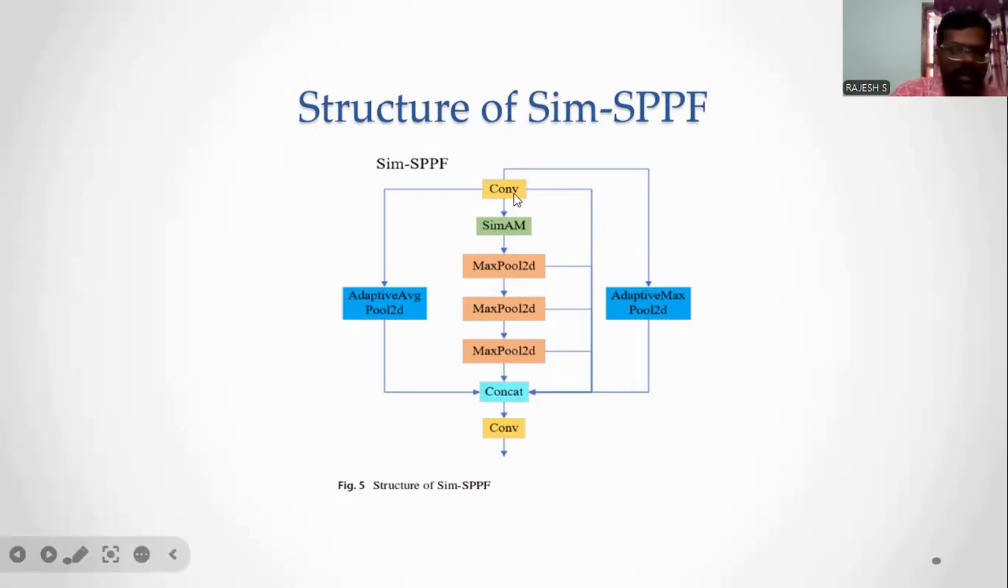The first one, the yellow box, is the first convolution. It is a small layer that prepares the input; it cleans and arranges the information. Now the second one is the simple attention module, SimAM. It helps the neural network decide which pixels are important.